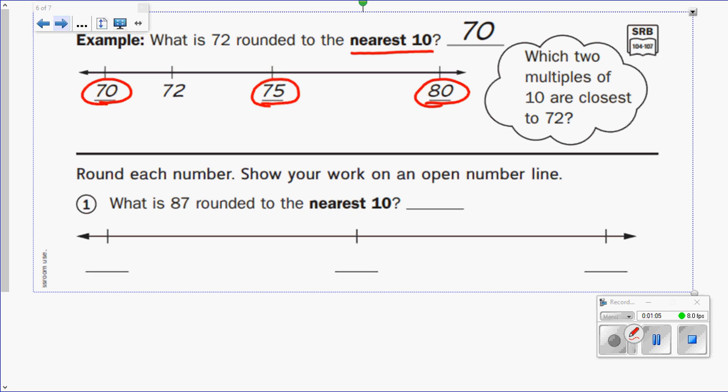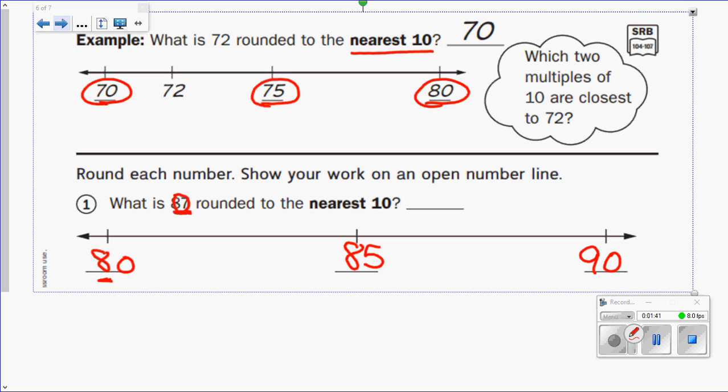All right, let's look at number 1. It says round each number and show your work on your open number line. What is 87 rounded to the nearest tens? Well, the first thing we want to look at is what are our two tens? Well, we know the first 10 is going to be 80 because 80 is my number that I'm working with. And then what number comes after 80? What 10, which would be 90. We want to find out what our middle number is, and remember half of 10 is 5. And then we always use the first 10 that we're working with, so that would be 85.